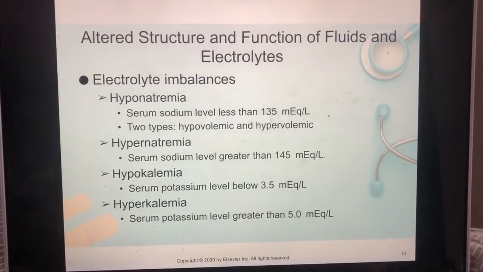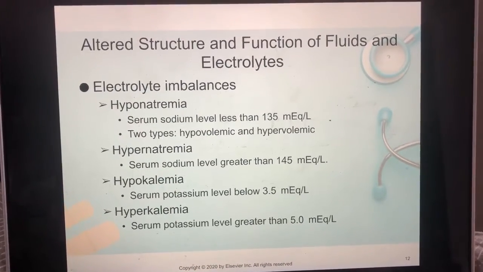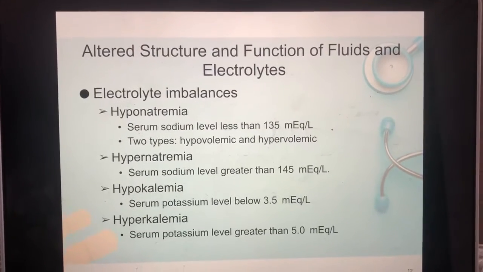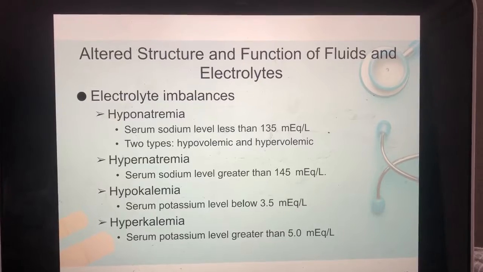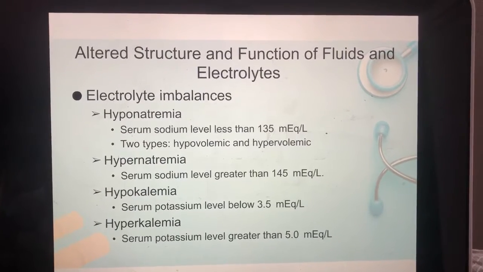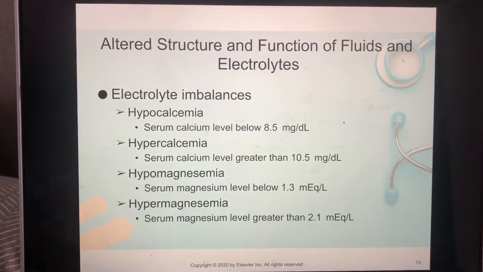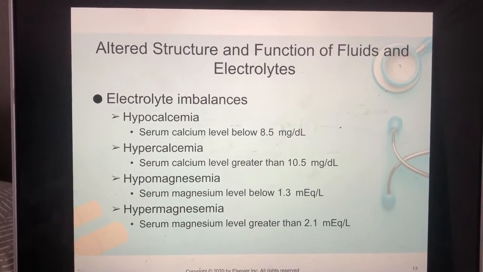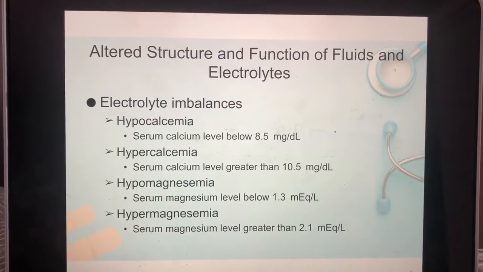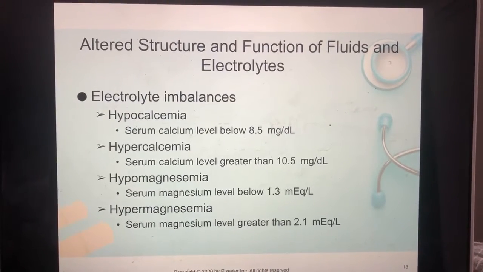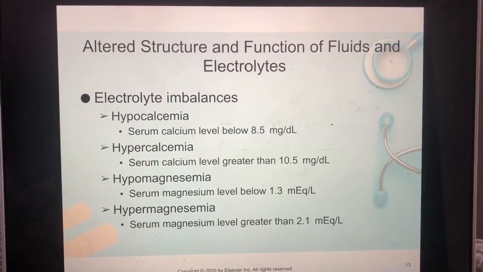So you have your electrolyte imbalances. Hyponatremia, which we talked about in the last video, is less than 135. Hyper is greater than 145. Hypokalemia is less than 3.5, and hyperkalemia is greater than 5. Hypocalcemia is less than 8.5. Hypercalcemia is greater than 10.5. Hypomagnesemia is less than 1.3, and hypermagnesemia is greater than 2.1.